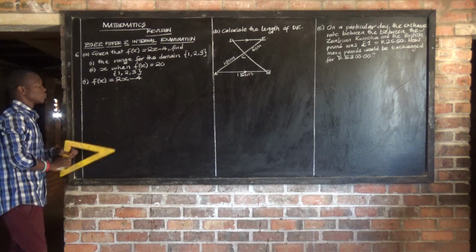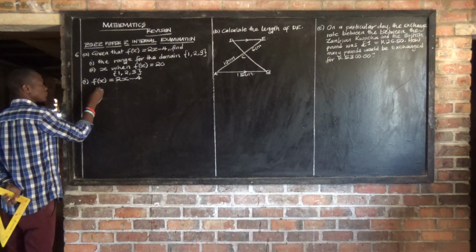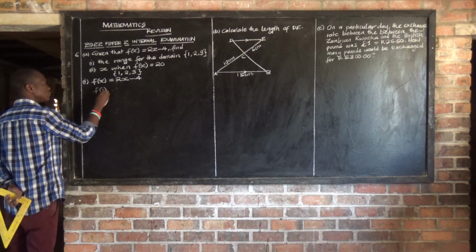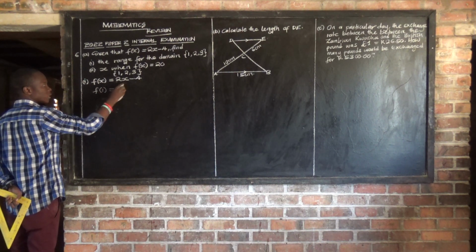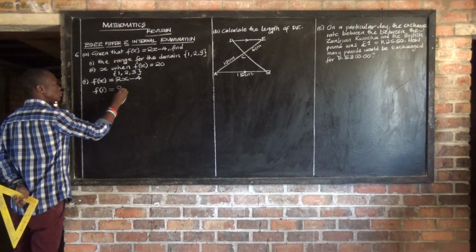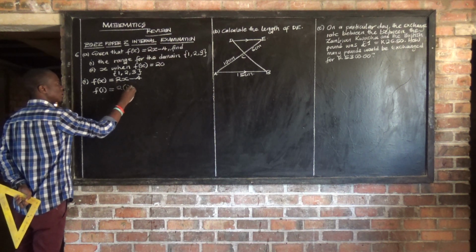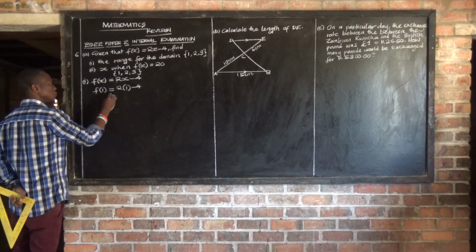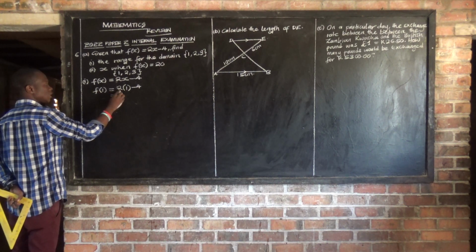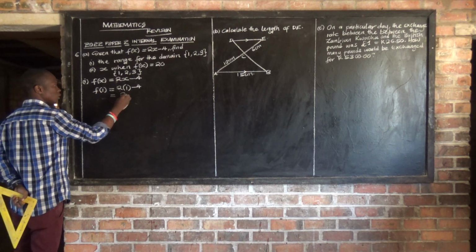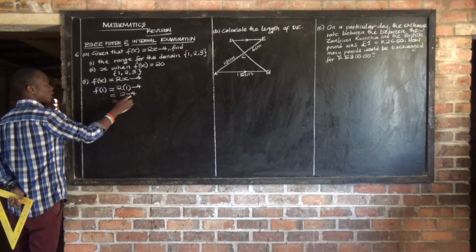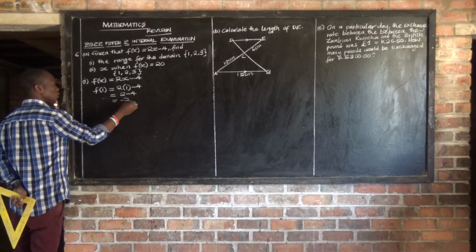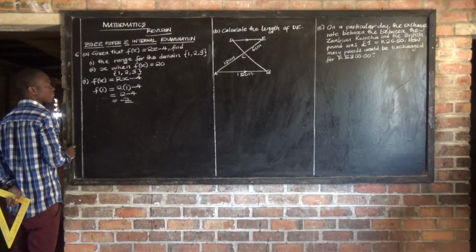So we're going to say f of 1 is equal to, meaning where there is x you put 1. So 2, where there is x you put 1, then minus 4. Move on and say 2 times 1 you get 2, then minus 4. Then 2 minus 4 you get negative 2. That's the first answer.